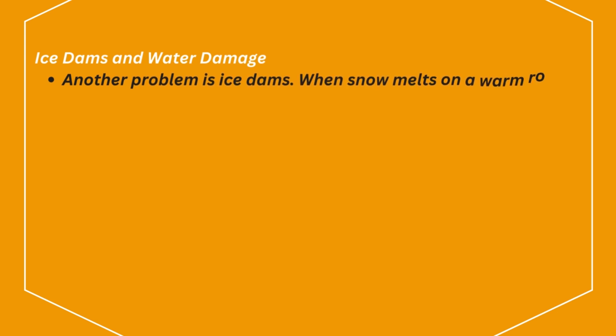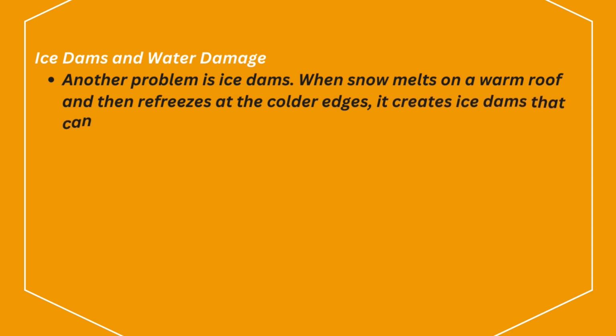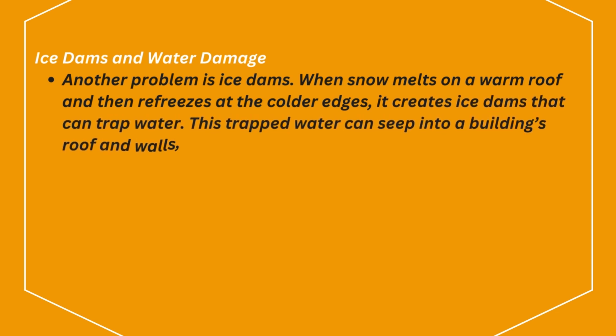Ice dams and water damage. Another problem is ice dams. When snow melts on a warm roof and then refreezes at the colder edges, it creates ice dams that can trap water. This trapped water can seep into a building's roof and walls, causing serious damage.